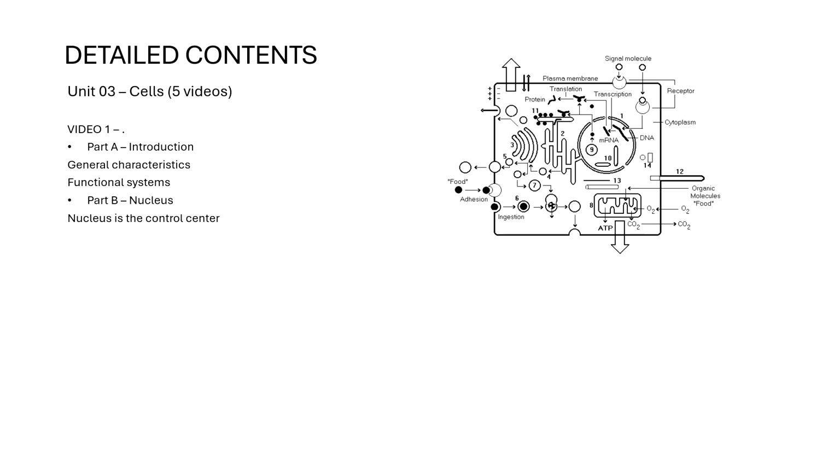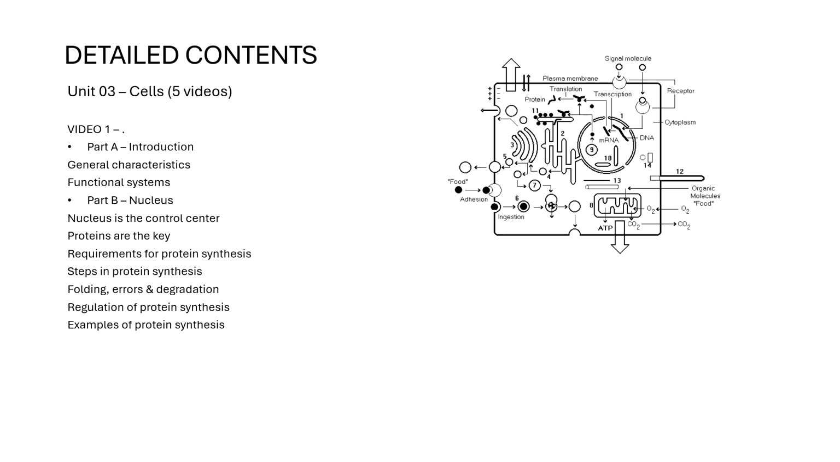Part B is the nucleus. The nucleus is a control center. Proteins are the key. We'll look at the requirements for protein synthesis, the steps in protein synthesis, folding, errors, and degradation, regulation of protein synthesis, and finally, some examples of protein synthesis.